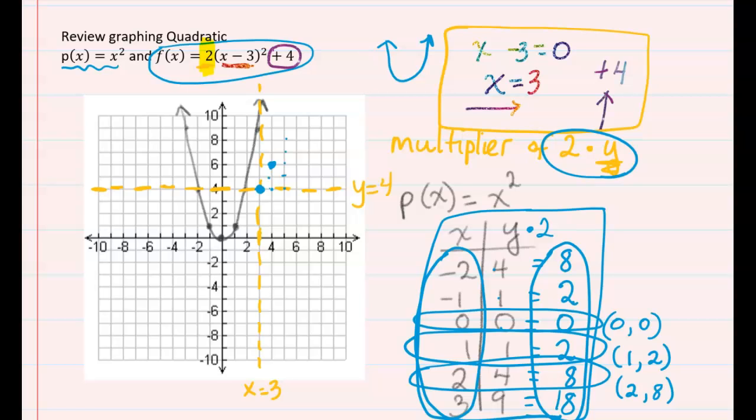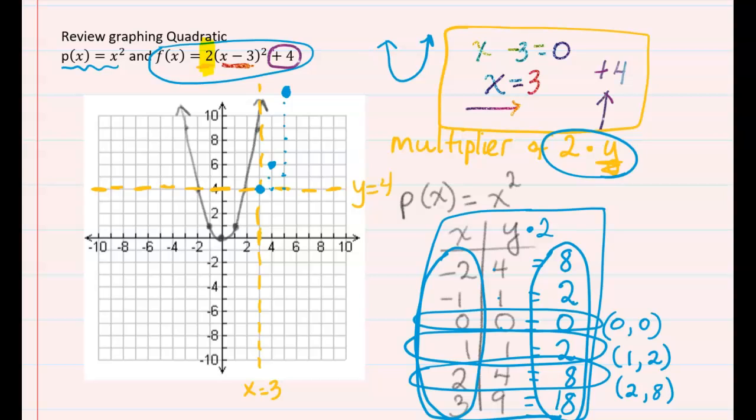1, 2, 3, 4, 5, 6, 7, 8. And that's where my point is going to be. Think about it like this. I went over 2, and normally we go up 4. 1, 2, 3, 4, but then I have to go double that because there's a 2 in the front. That's why I had to go the extra 4 up.